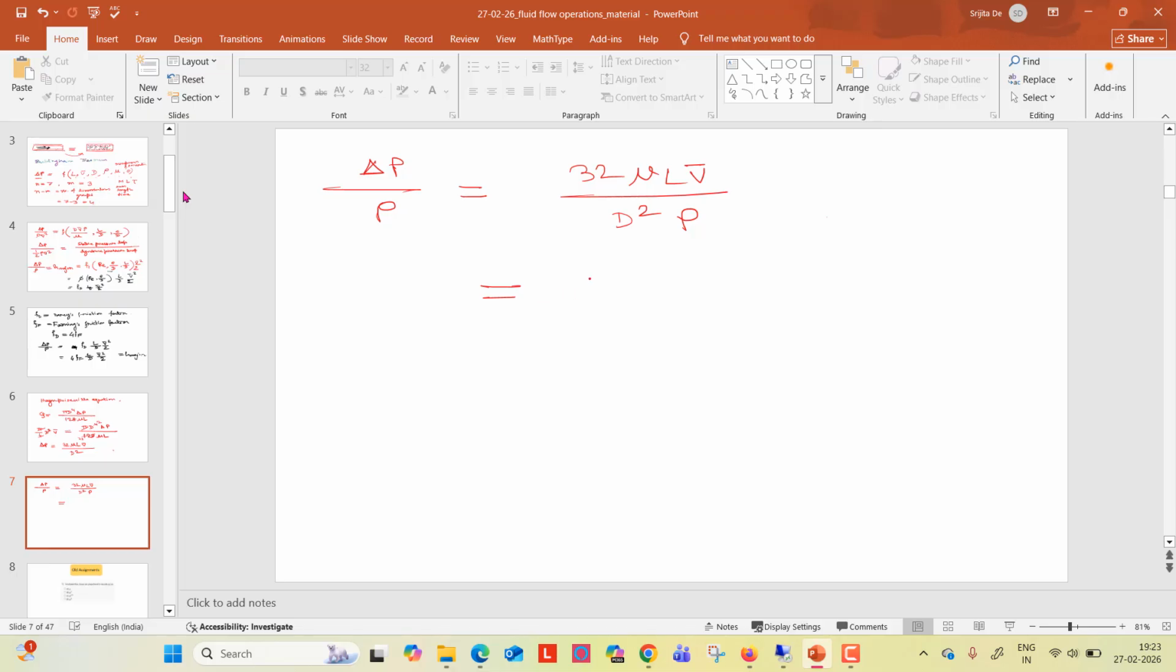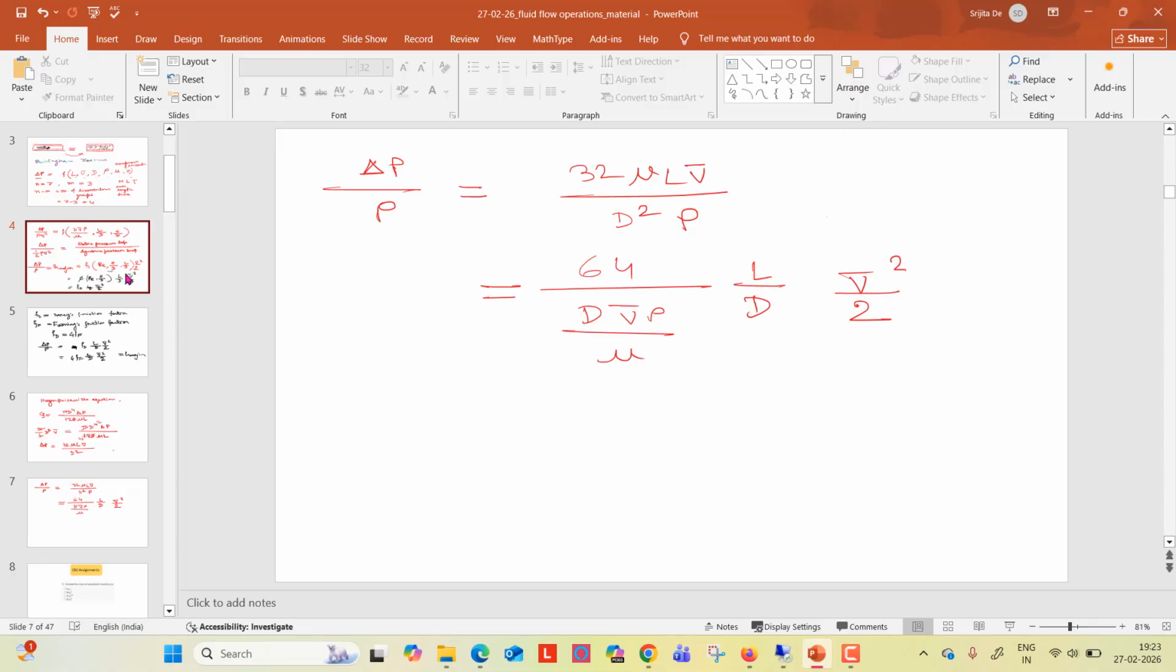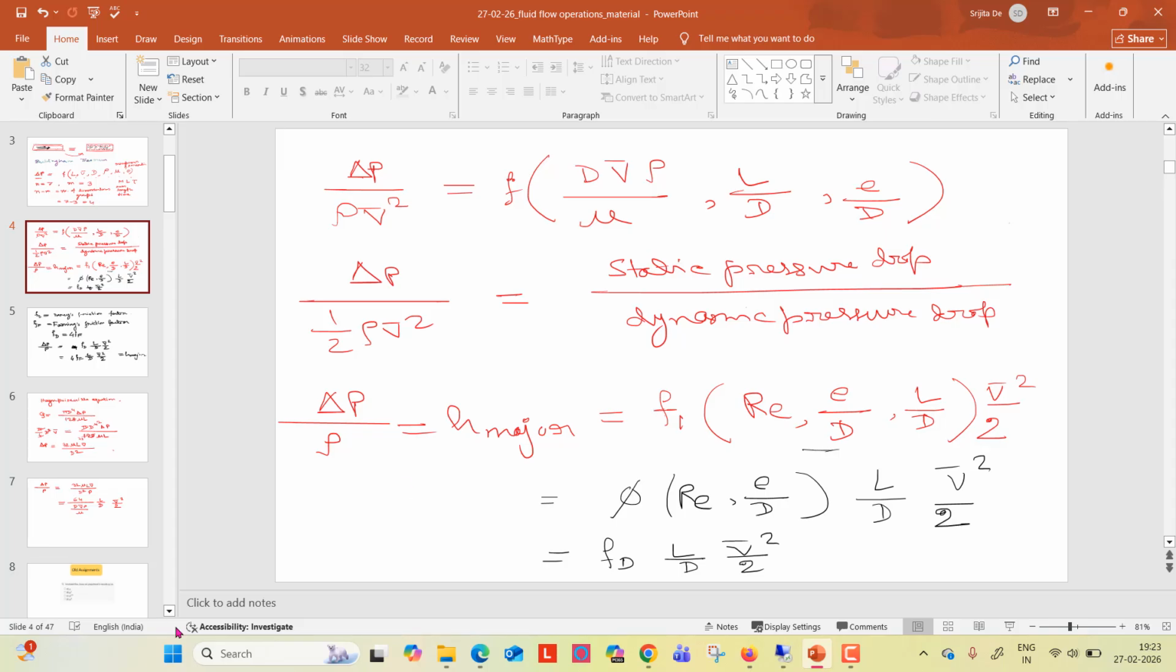First I'm writing, and you can see that, 64 by D V rho by mu, L by D, V square by 2. So we want to write it in the major head loss term. The major head loss term was like that, right? There is another term on the right hand side: L by D and V square by 2.